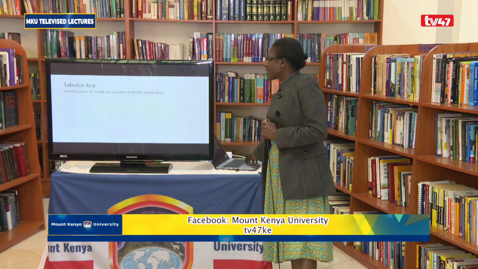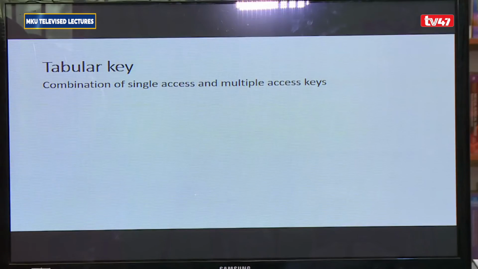we have the tabular key. Now, tabular key is when you do a key that does a combination of single access and multiple access. In some parts of the key, you use a single characteristic at a time to identify the organism and divide them into groups. At another point in the key, you use many characteristics at a go as you identify the organisms. So you've got a key combining the two, single access and multiple access, then that gives us the tabular key.